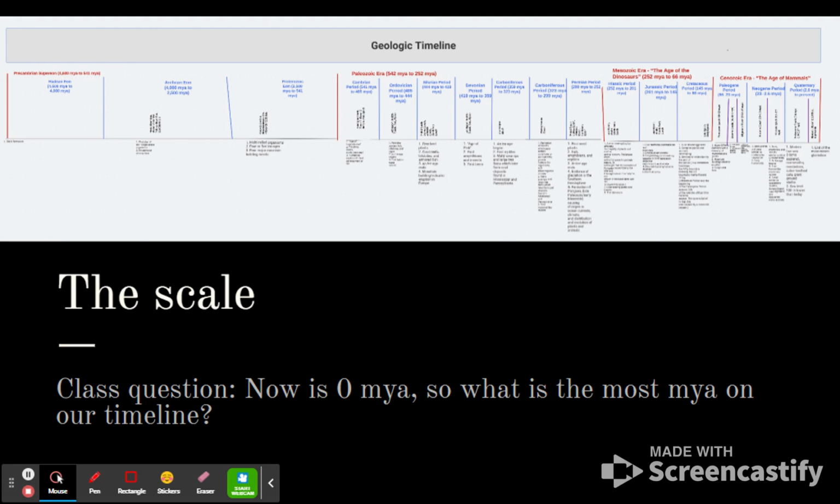So, Chastity, the Precambrian period, however you pronounce it. I think it's the Precambrian super eon. Super eon. That one. Okay.